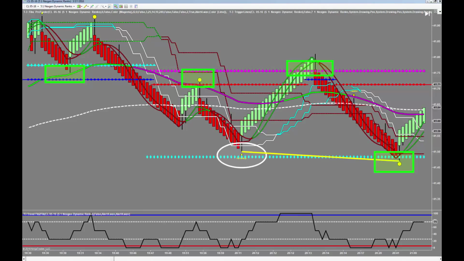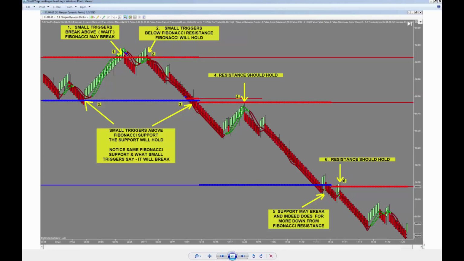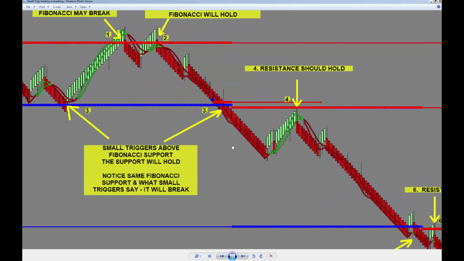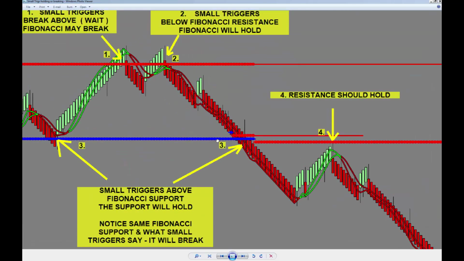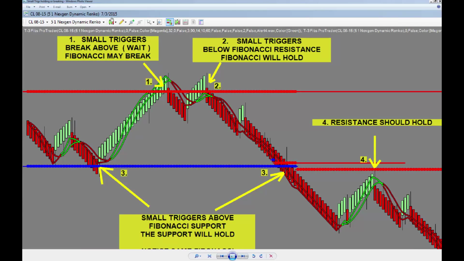Right? I'm going to go back to the simple lesson that we do all the time. And granted, we do it with the small trigger lines, but remember, trigger lines are trigger lines. The synthetic trigger lines are nothing more than small trigger lines from a bigger chart. Okay, this is a chart from July 3rd, 2015. So this is almost a year ago's chart.